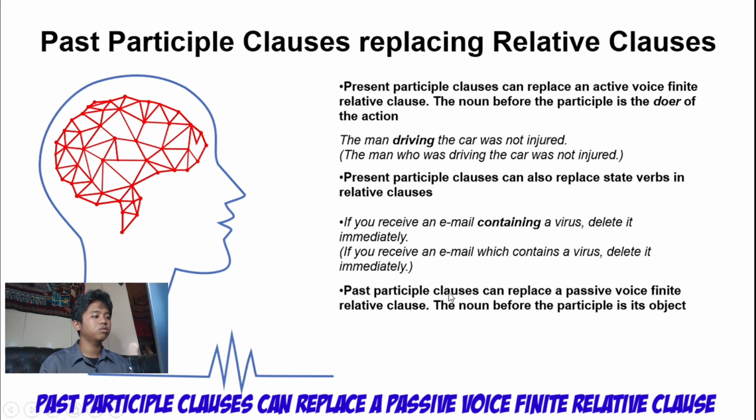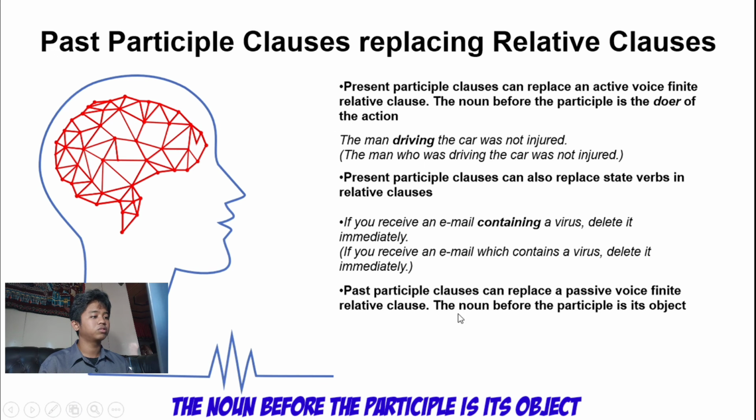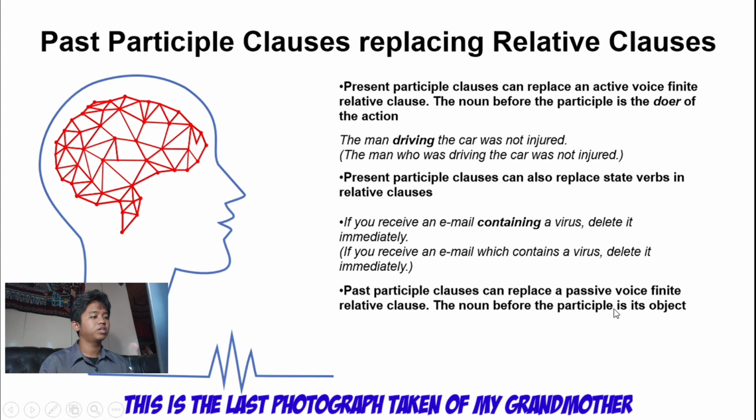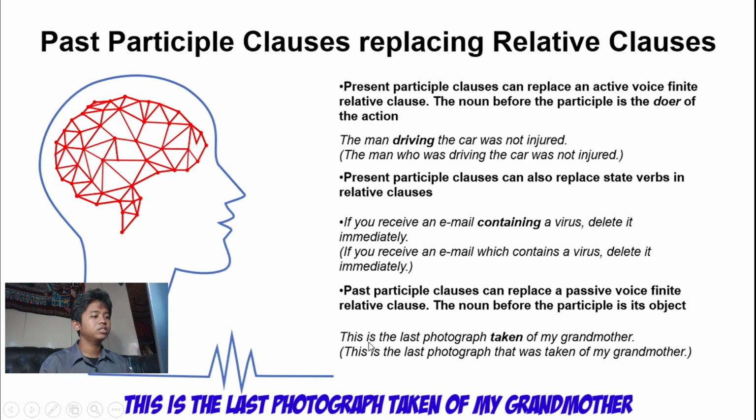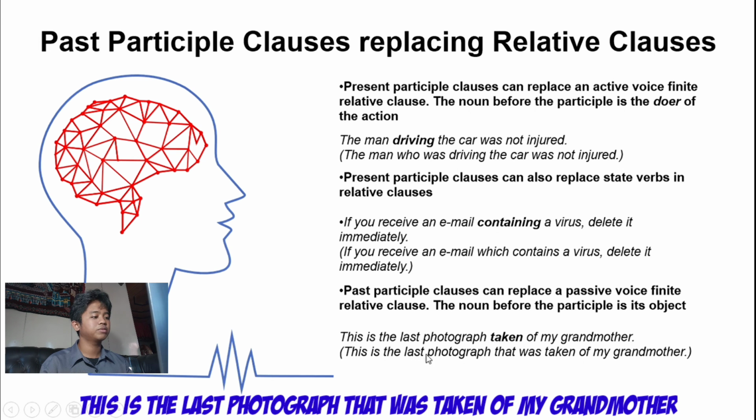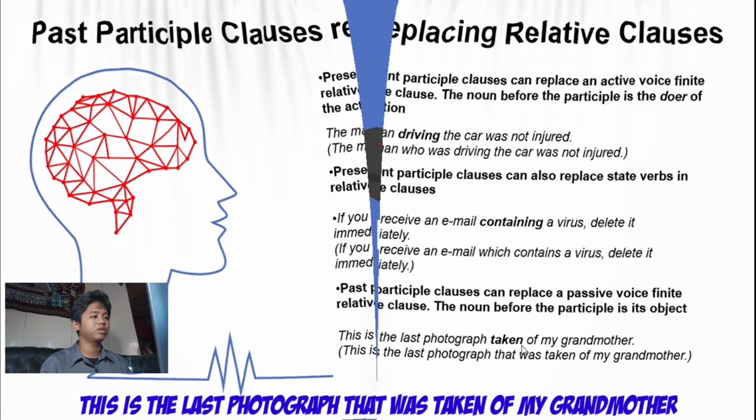A past participle clause can replace a passive voice finite relative clause. The noun before the participle is its object. This is the last photograph taken of my grandmother. This is the last photograph that was taken of my grandmother.